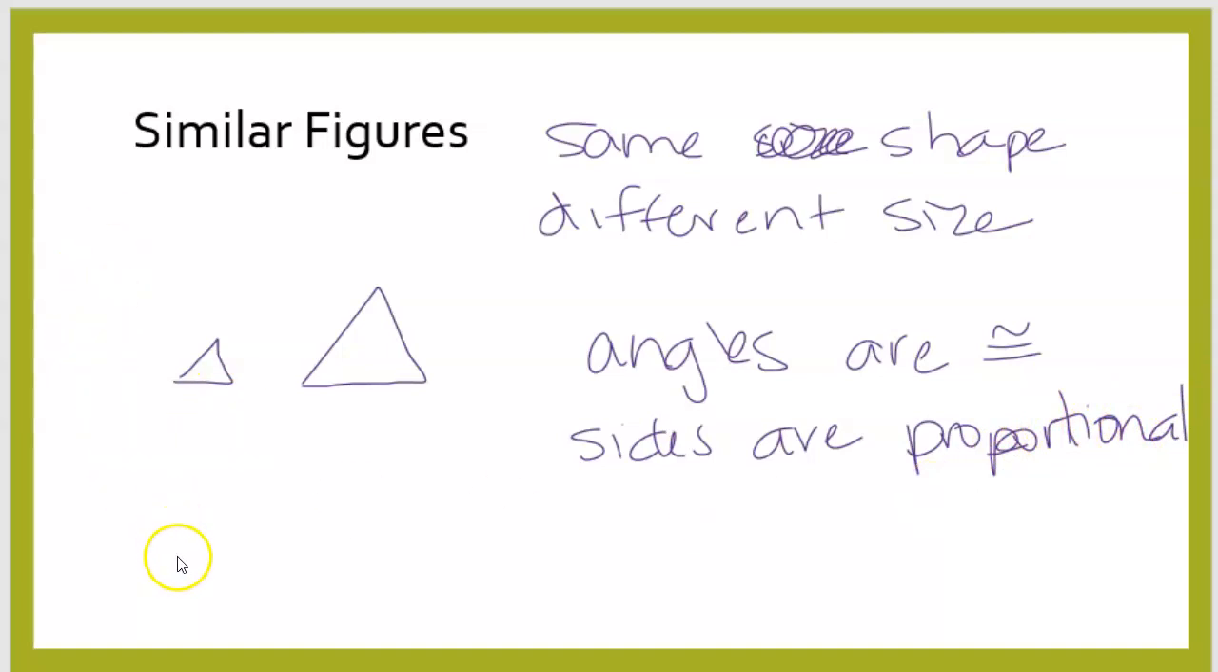So if the sides are proportional, remember we set up those proportions, and if they are all equal, then they are in fact similar. And when they're similar, we can use all the different proportions to find missing angles and missing sides.